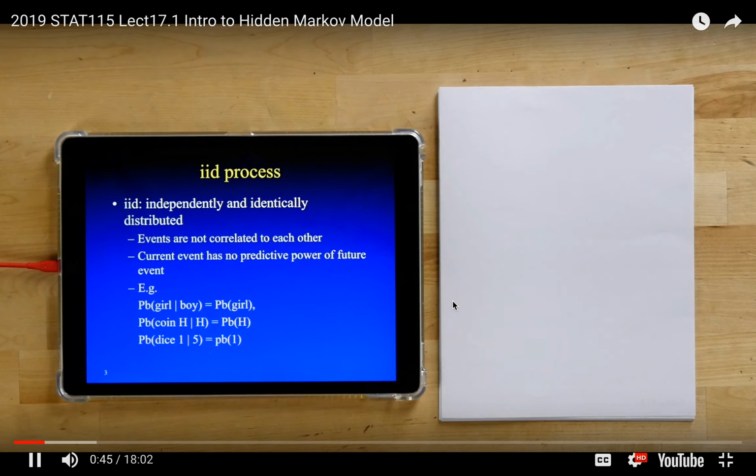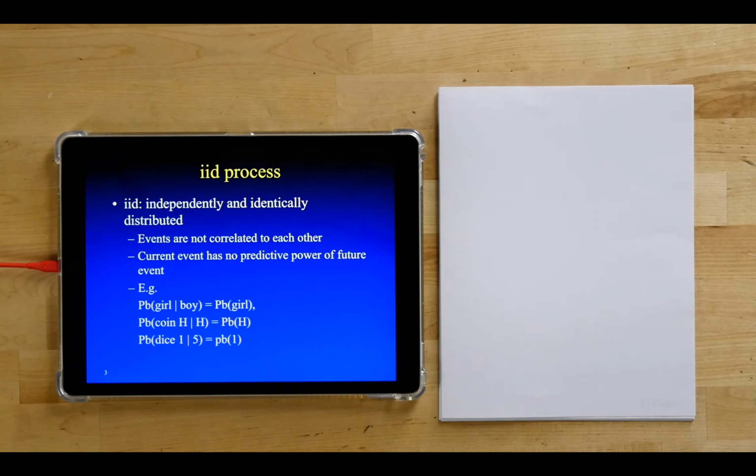So the current event has no predictive power of future event. For example, if some family had a boy, the probability that their next child is going to be a girl is not dependent on the previous child, so it's only the probability of having a girl. The next question, say, if I have a coin and I flip a coin, I got a head, what is the probability the next coin flip will be a head again? We know that as IID process, it's just the probability of having a head, regardless of what the previous coin flip is. The third example is, if I have a dice, knowing that the previous dice, I got a 5, what is the probability of getting a 1 this time? And you know it's just a probability of 1 in 6. And so the previous die toss is not influencing. And so these are independently and identically distributed process.